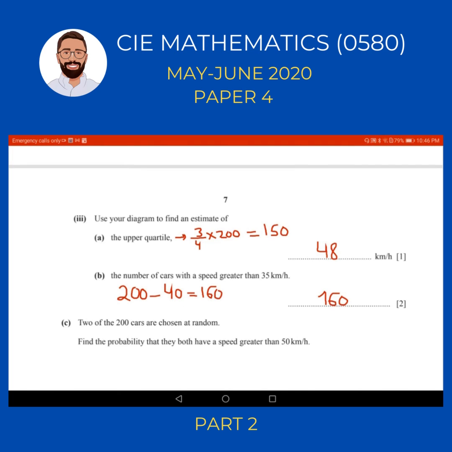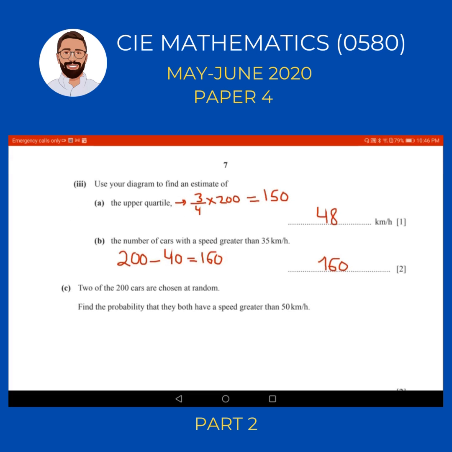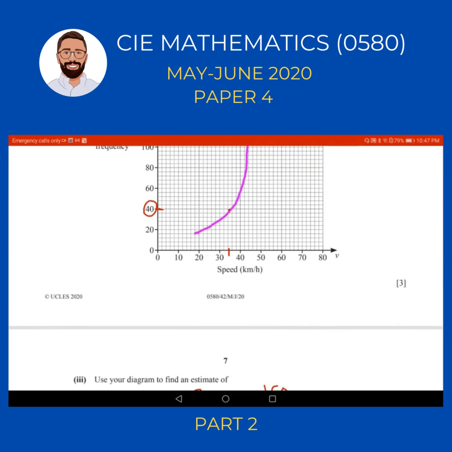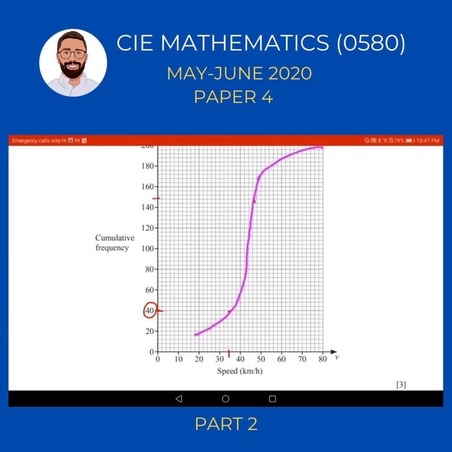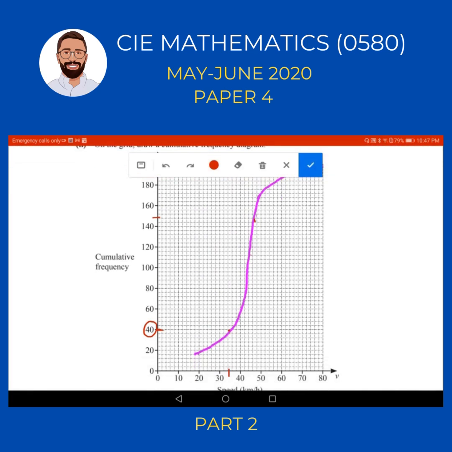Now in part C, it says 2 of the 200 cars are chosen at random. Find the probability that they both have a speed greater than 50. So again, let's find the number of cars that have a speed greater than 50. I need to go to the x-axis. Now when the speed is 50, I need to go up until I meet the curve and take a y reading, and that y reading would be equal to 170. So it's over here. So this reading is 170. So that's the number of cars with a speed of 50 or less.